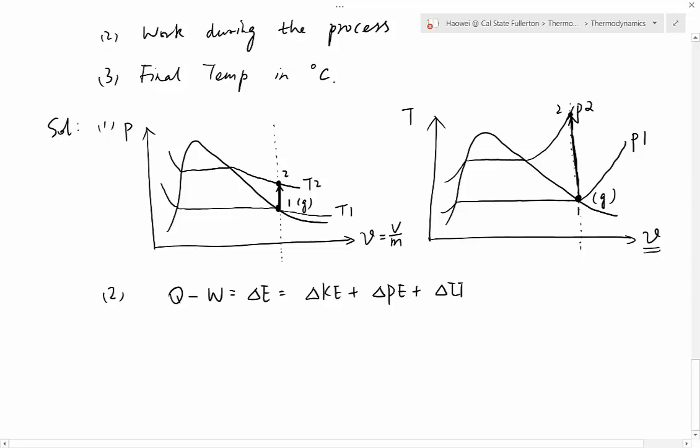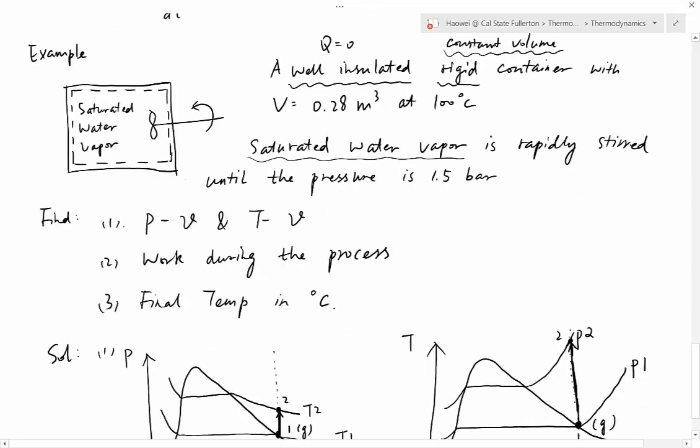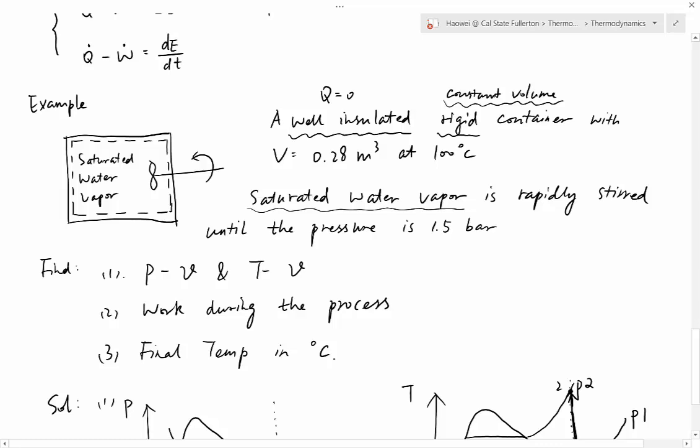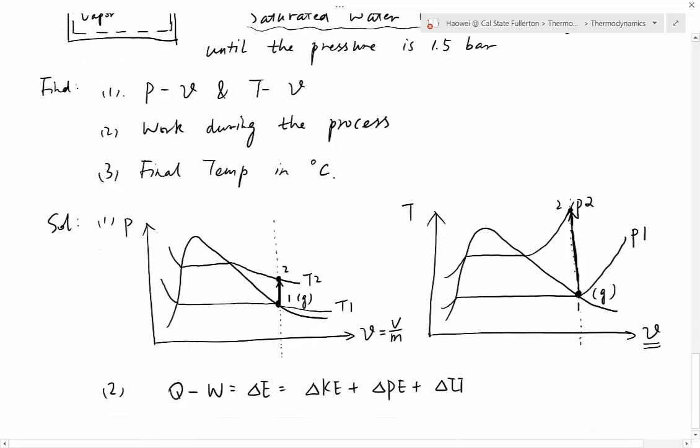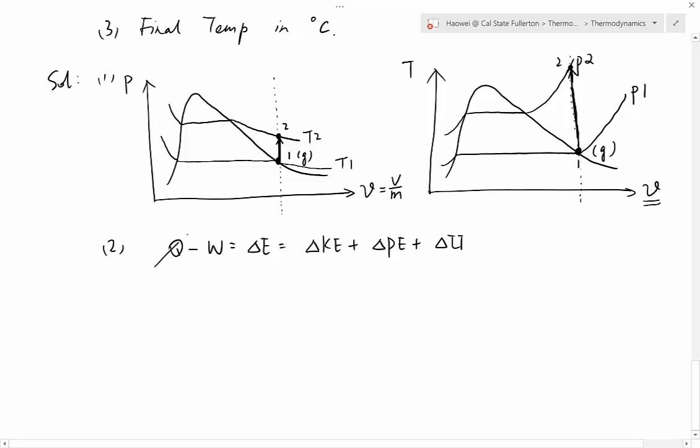Next, what can we get rid of from this equation? We have the words well insulated, which means heat transfer is 0. So Q goes to 0. Next, what about delta KE? What is the change of kinetic energy for the gas? Initial velocity must be 0 at rest. Final velocity will also be 0 at rest. So there's no change in kinetic energy. Delta KE goes to 0.